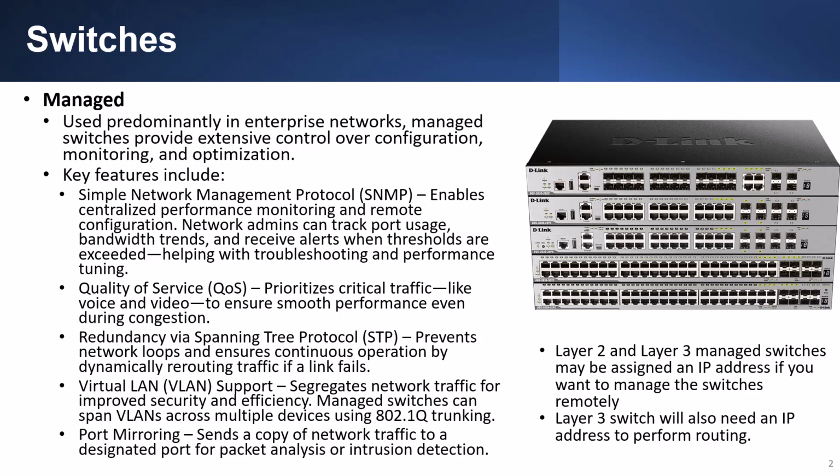Redundancy via Spanning Tree Protocol, or STP, prevents network loops and ensures continuous operations by dynamically rerouting traffic if a link fails. Virtual LAN, or VLAN support, segregates network traffic for improved security and efficiency. Managed switches can span VLANs across multiple devices using 802.1Q trunking. Port mirroring sends a copy of network traffic to a designated port for packet analysis or intrusion detection. Layer 2 and Layer 3 managed switches may be assigned an IP address if you want to manage the switches remotely. Layer 3 switches will also need an IP address to perform routing.